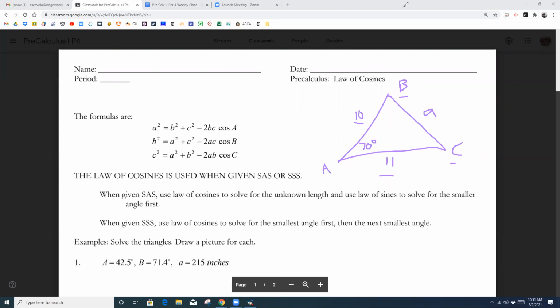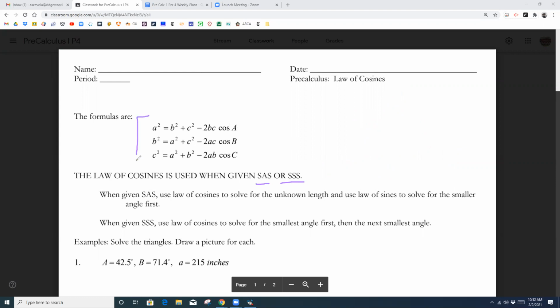So again, if you forget and you're doing the law of sines and you forget that side, angle, side, or side, side, side doesn't work for the law of sines, you'll naturally run into an issue where you'll get an equation that you can't solve. All right. So law of cosines, though, works well with side, side, side, or side, angle, side.